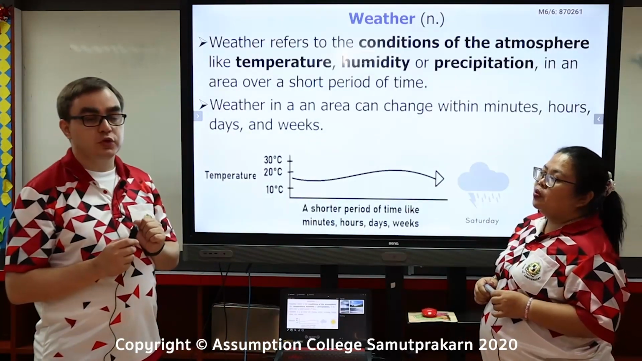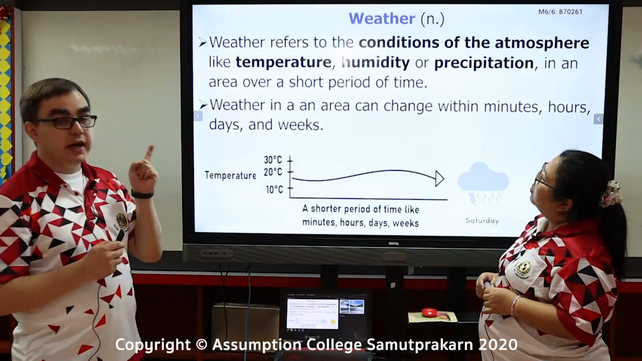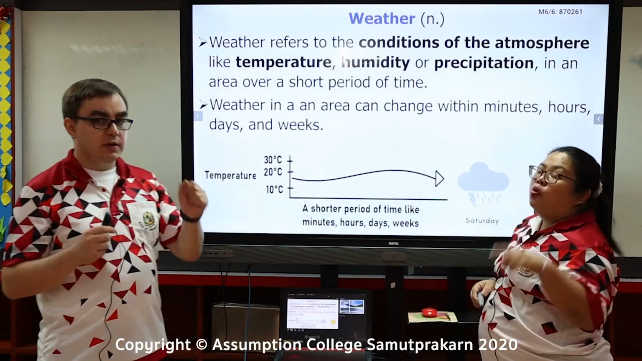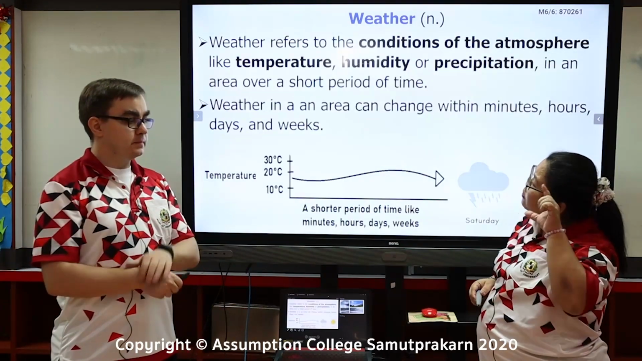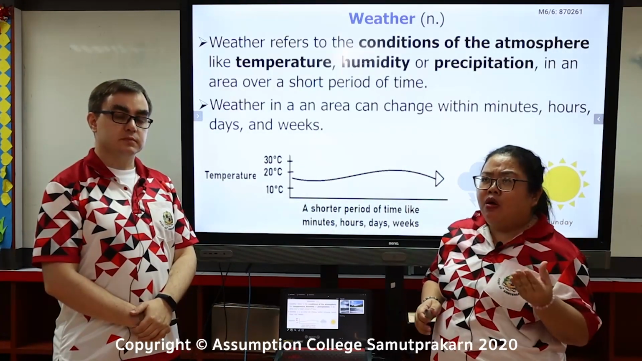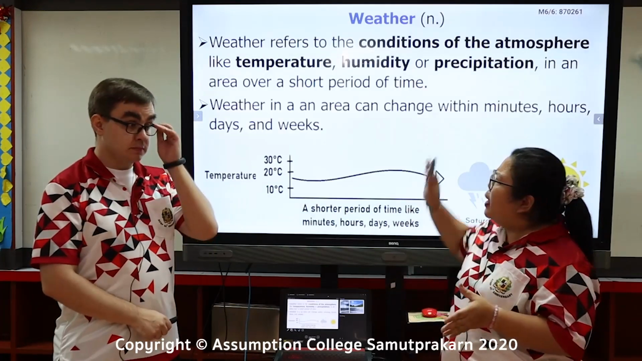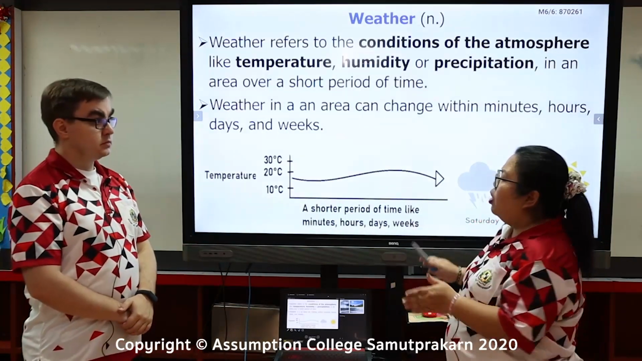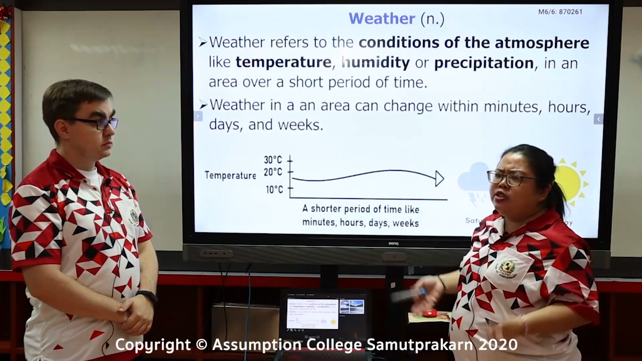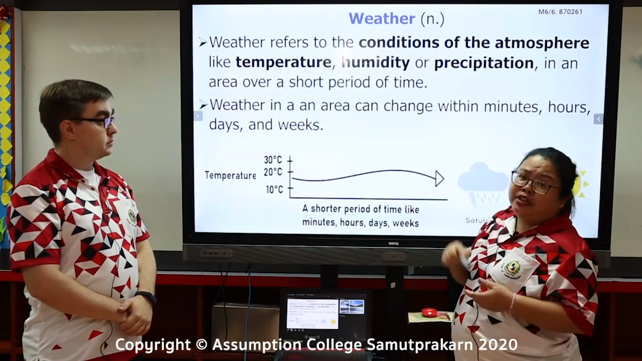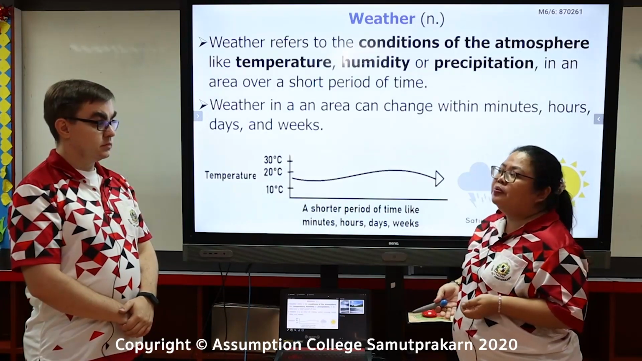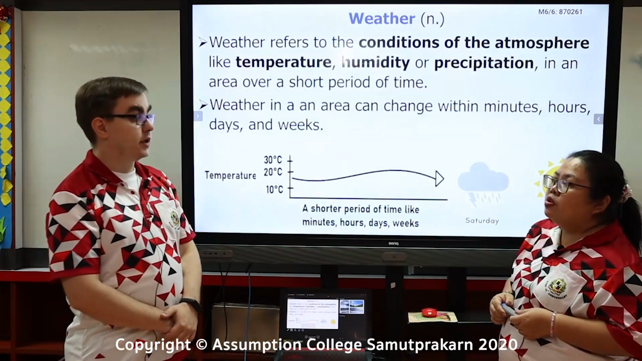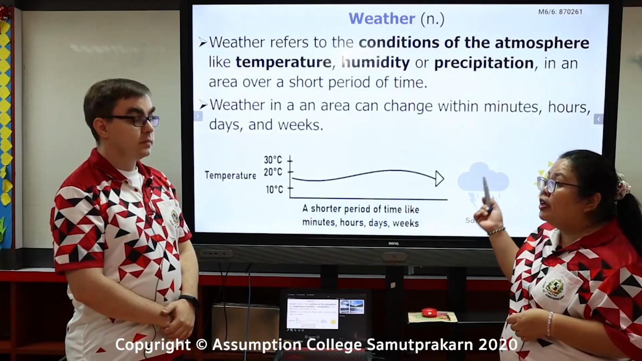Weather refers to conditions of the atmosphere like temperature, humidity, and precipitation. Okay, weather. When we talk about weather, it is different from climate, because weather is short term. For example, today is so hot. It's rainy today. Weather can change every day. Tomorrow it might be sunny, but today it's raining. Maybe tomorrow sunshine is weather.